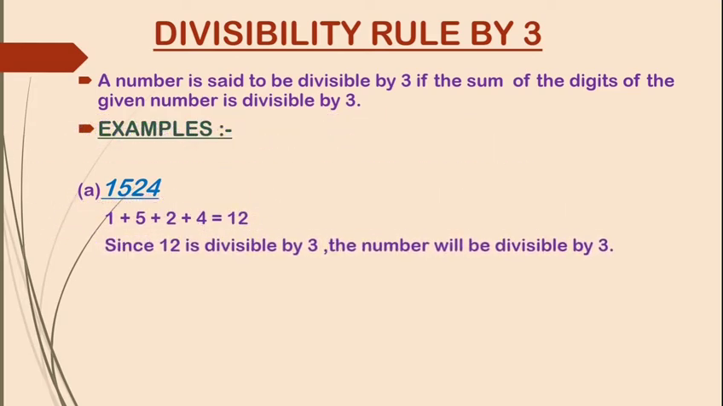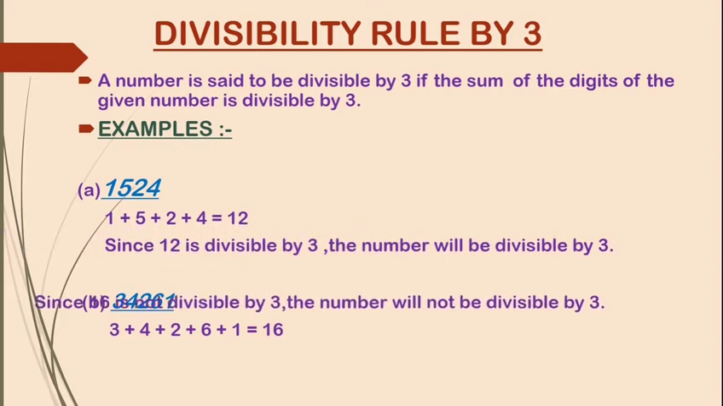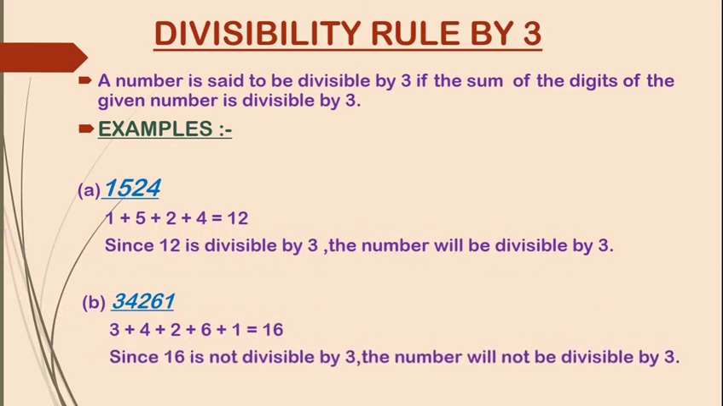Let's see another example. The number here is 34,261. So what you will do? Your first step will be finding the sum of the digits in the given number. So what you will do is 3 plus 4 plus 2 plus 6 plus 1. That makes it up to 16. So is 16 a multiple of 3? No. So this number is not divisible by 3. Is that clear to you, children? Let's move ahead.